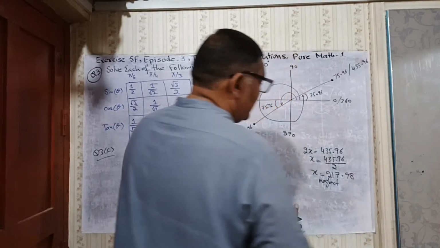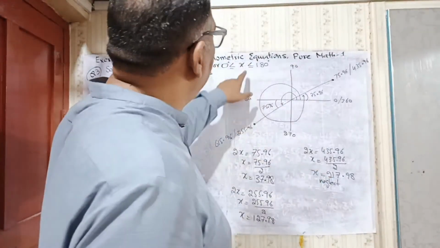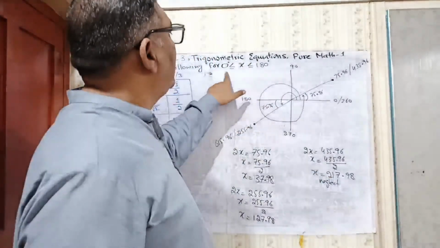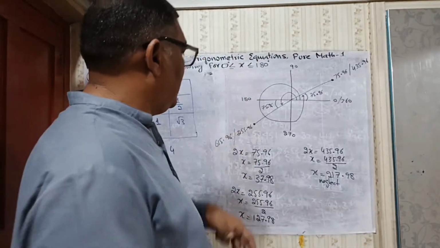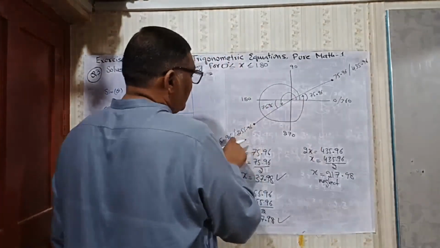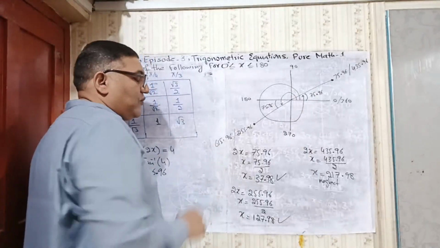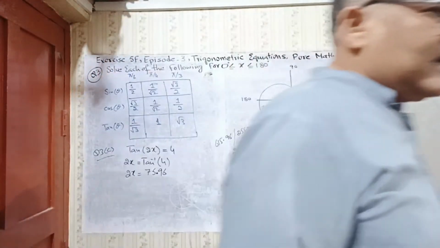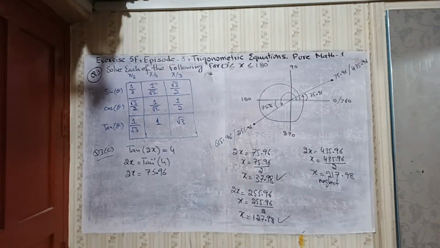Why do we neglect this? Because this x answer is out of the range. The x we want is from 0 to 180. So from 0 to 180 is this answer and this answer. I'm also not going to try this 615.96, because its x answer will also be out of the range.